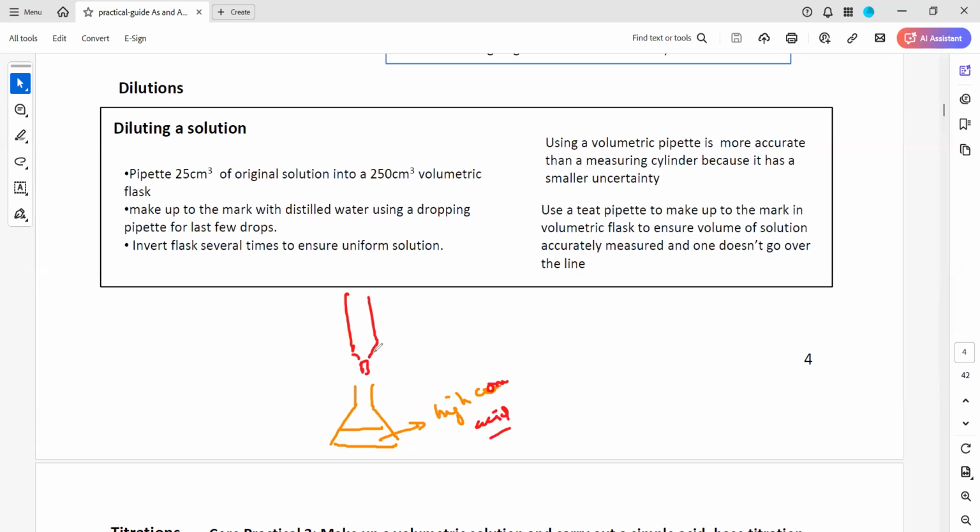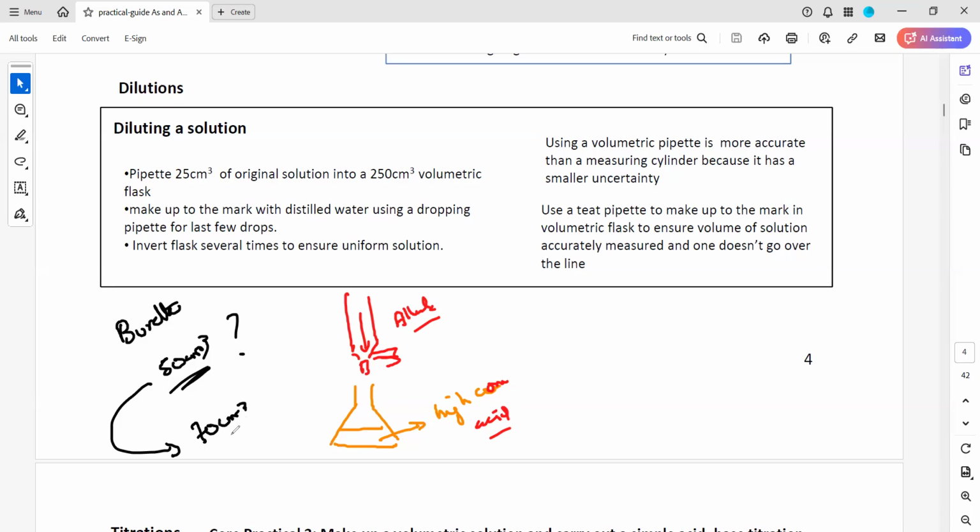and I fill up the burette with an alkali and I add alkali from the burette. But if the concentration is very high, I need a very large volume. And the problem is that the burette can hold a maximum of 50 cm cube. That is the maximum volume which the burette can hold. So what if, for this high concentration of acid, I need more than 50 cm cube? Let's say I need 70 cm cube.